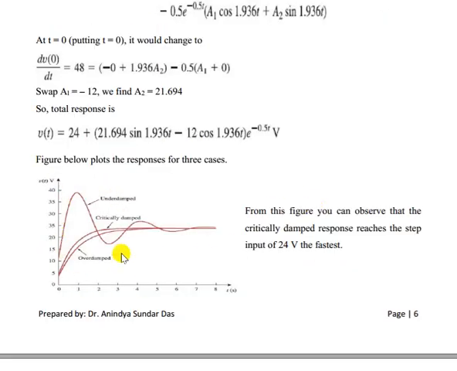Now if we plot this graph, it will look like this. From this graph what we can observe is that the underdamped response shows some oscillations and goes to the value 24 volt. This is the steady state value, it goes to 24 volt. For critically damped, you can observe that it reaches this 24 volt earlier, but the overdamped response goes like that. That means it takes more time to settle to the steady state value. Critically damped reaches it in the fastest way.